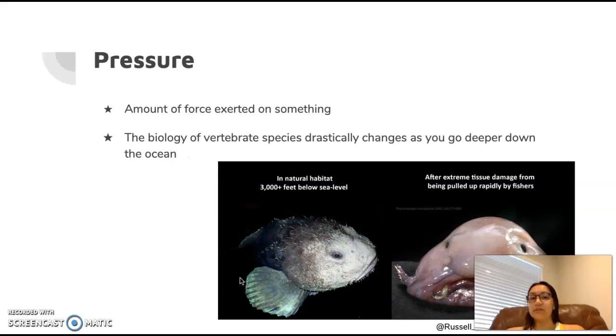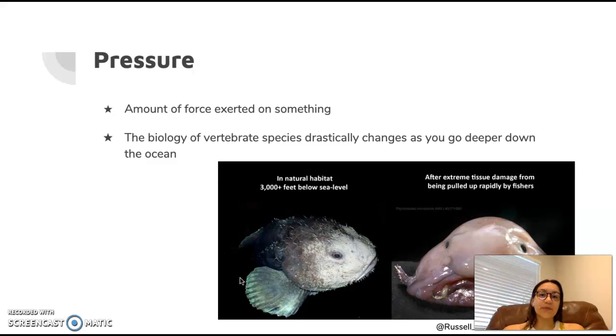Another really important factor for the ocean is pressure, specifically water pressure. This is measured as the amount of force exerted on something. As you go down deeper into the ocean, the water pressure increases. However, this means that the animals that exist in shallower water are not the same as animals that exist in deeper waters.